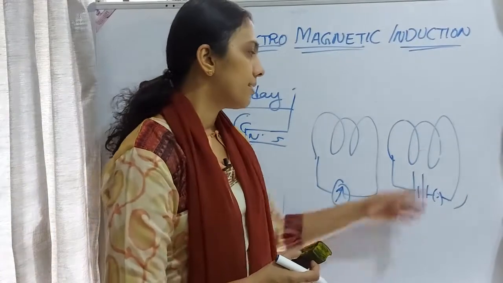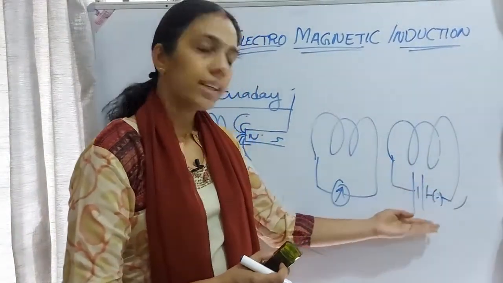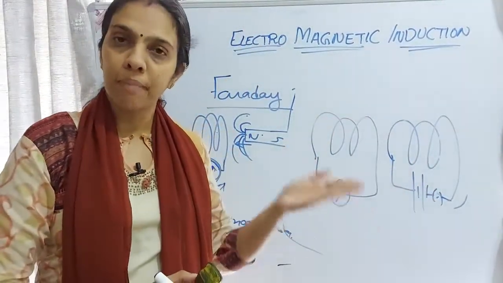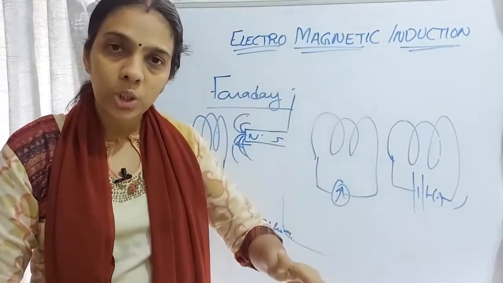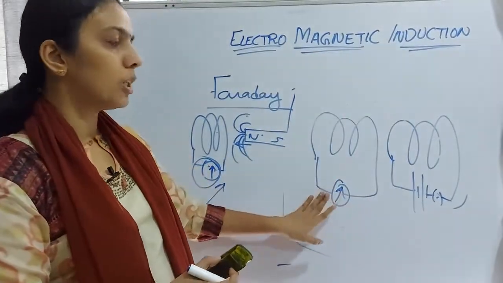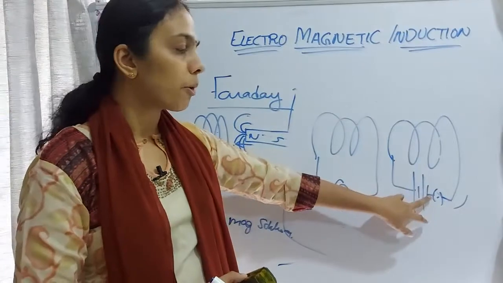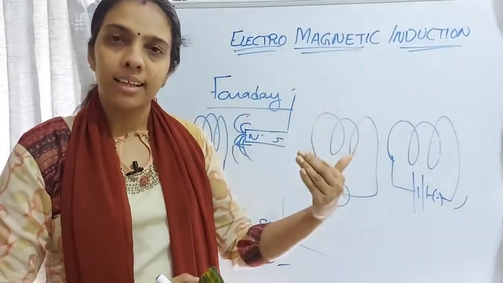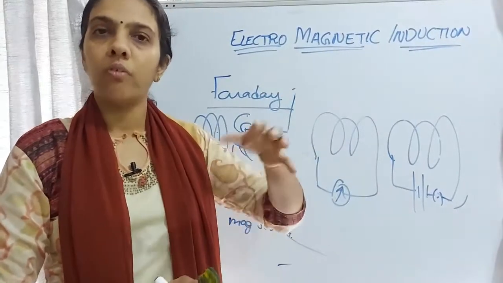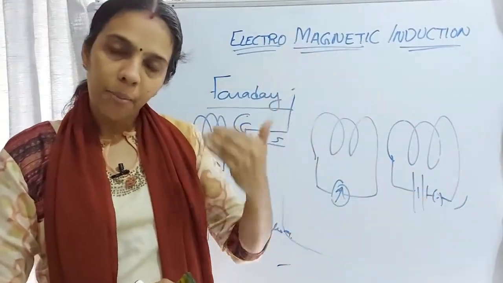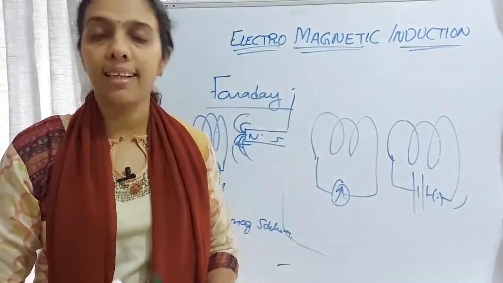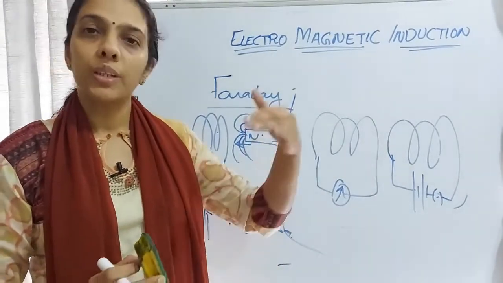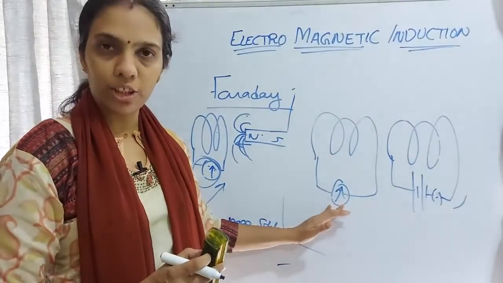So here the current carrying coil will be acting as a magnet, and when we are switching it on, what will happen? This will show a deflection, because the number of magnetic field lines is increasing. It is getting magnetized. Right? When we are switching off, what will happen? Again the number of magnetic field lines is decreasing, the strength is decreasing. So that time also it will show a deflection.